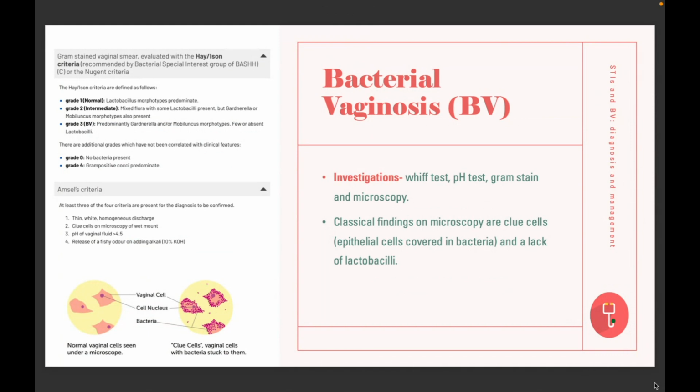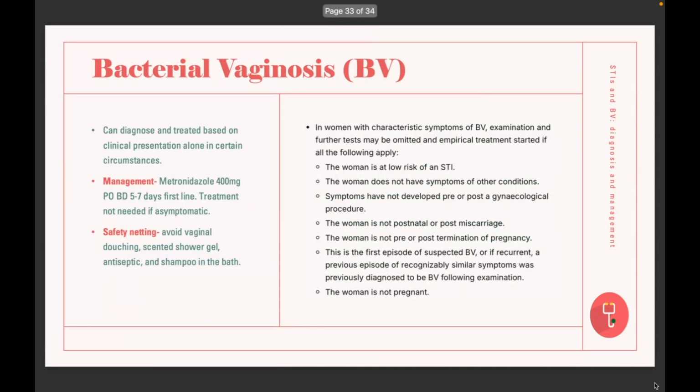Classical findings on microscopy are clue cells, so basically these look kind of fluffy, and it's visible in the little cartoon on the bottom of the screen. They're kind of fluffy looking, and it's basically just skin cells that are covered in bacteria, and you won't be seeing lactobacilli either. Okay. All right, next slide, please.